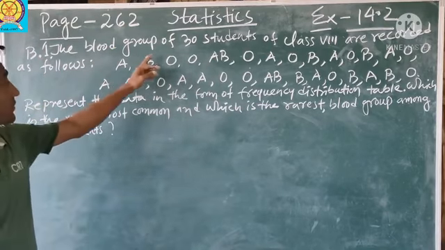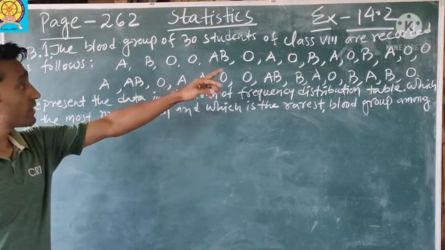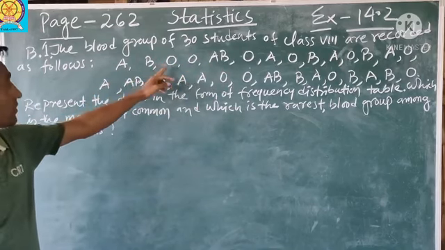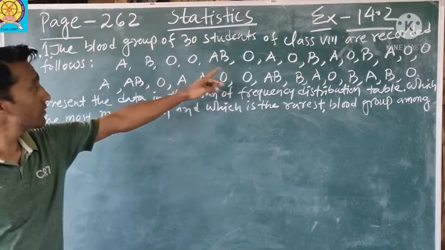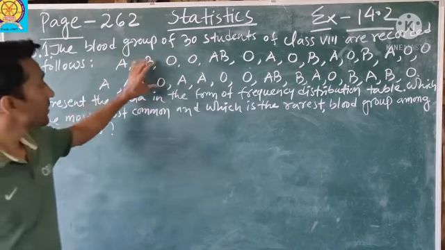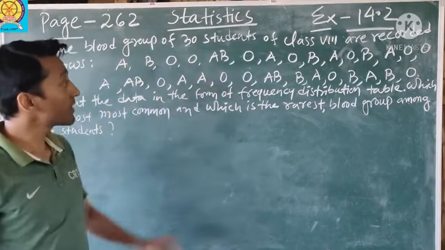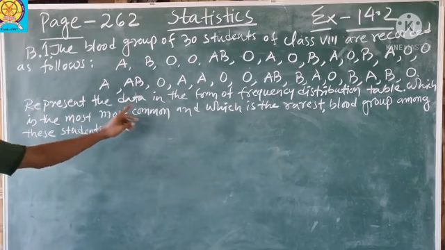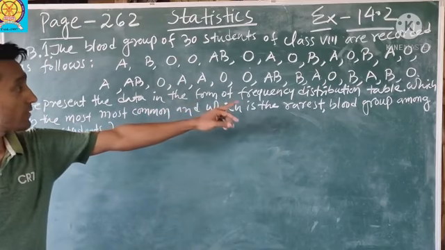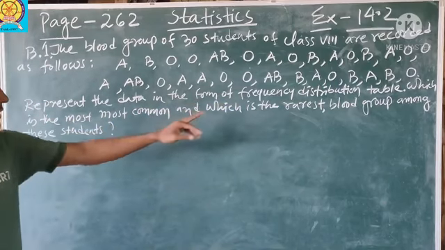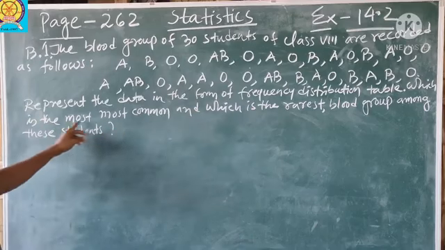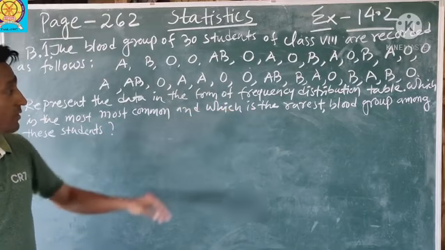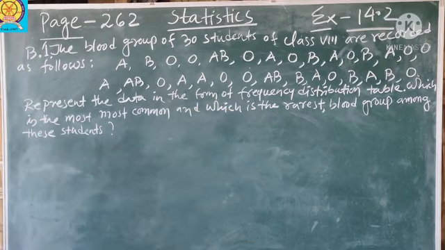The blood group of 30 students of class 8 are recorded as follows: A, B, O, A, B, O, A. These are the blood groups of 30 students of class 8. You have to represent the data in the form of a frequency distribution table, and find which is the most common and which is the rarest blood group among these students.